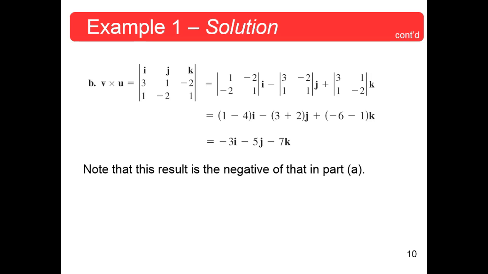And it's not just happenstance, it happens every time. V cross V, on the other hand, like we saw, if you do the same deal, you come up with the zero vector. Notice that's bold, so it is a vector, not a scalar.